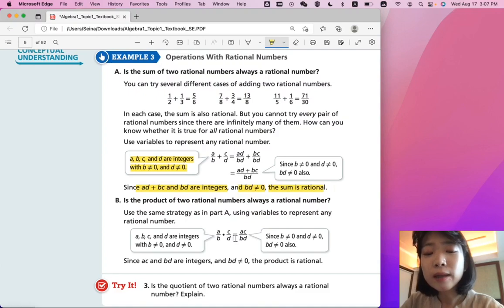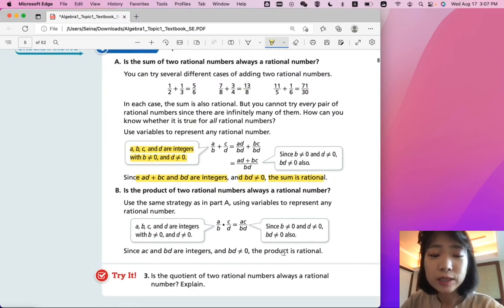And if you multiply them, you get A times C over B times D. And you know that B and D are not 0, so B times D could never be 0. So this fraction makes sense. And so it's always going to be a rational number. So you can say that since AC and BD are integers and BD is not equal to 0, we can say that the product is rational.